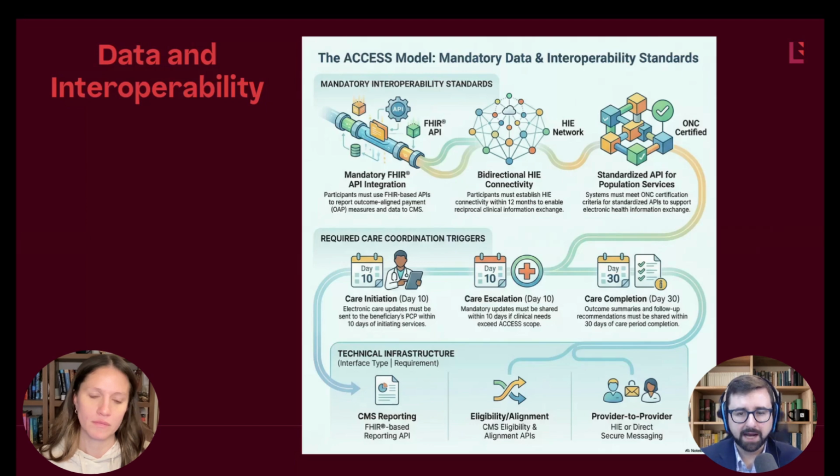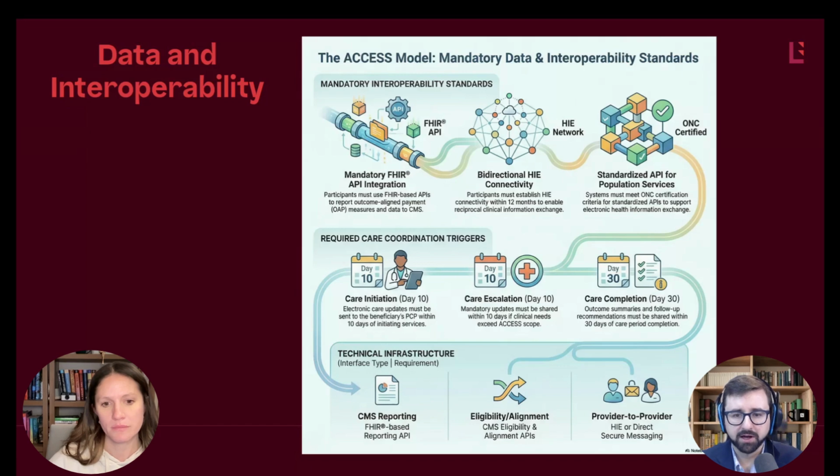You will need to establish bi-directional connectivity with a health information exchange resource so that there's visibility into the conditions of patients for participants and for CMS. And then there is going to be a standardized protocol for reporting population health measures using an API. Beyond that, there are some strict requirements around care coordination communications with any sort of primary care or specialist practitioners that are rendering care for these patients.